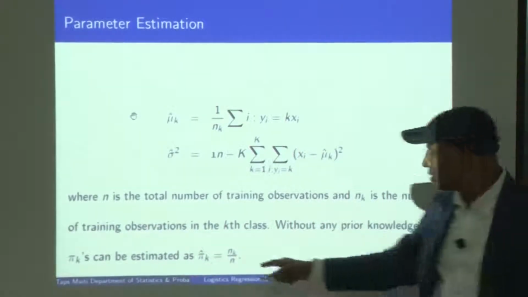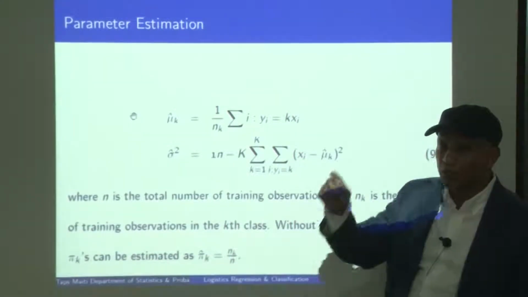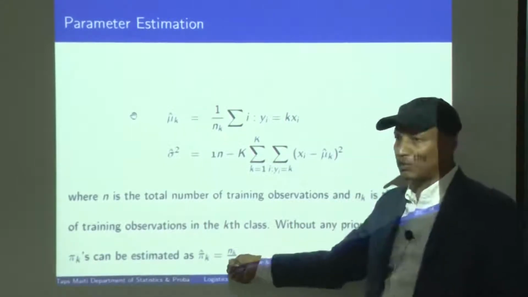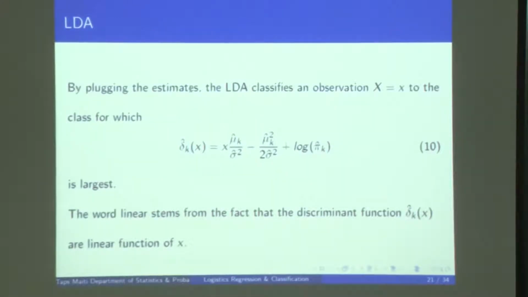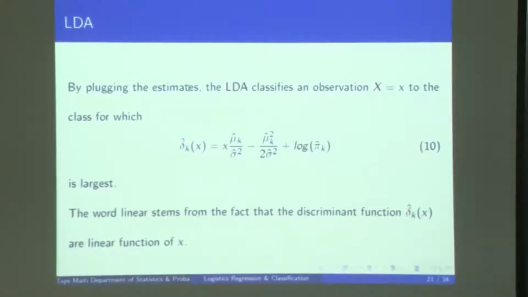And pi k, if you don't like to put half, is the sample proportion. The n k is the number of people from this group who have that type of symptom divided by the total number of persons. So you can calculate that pi k as a prior. And then after plugging in these things, the whole thing is there.